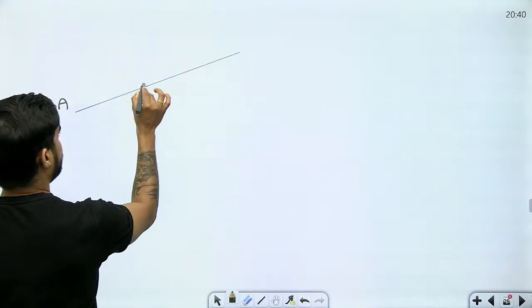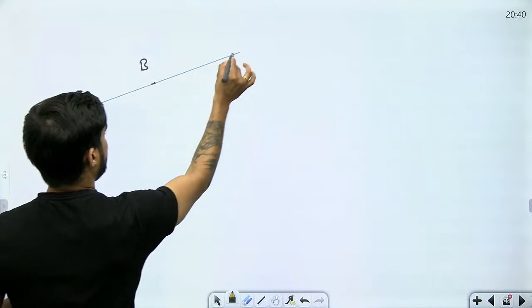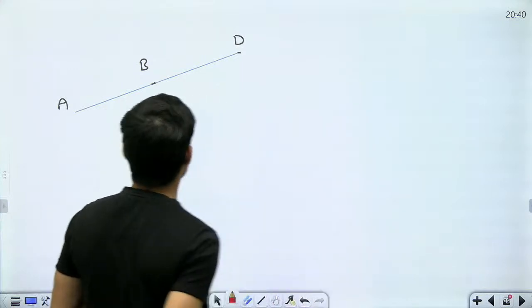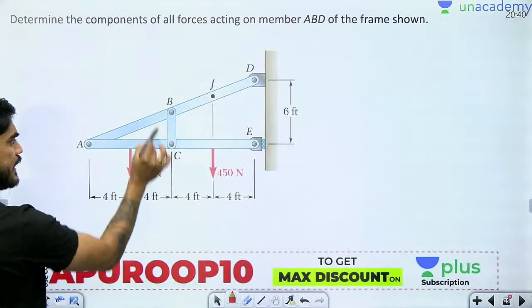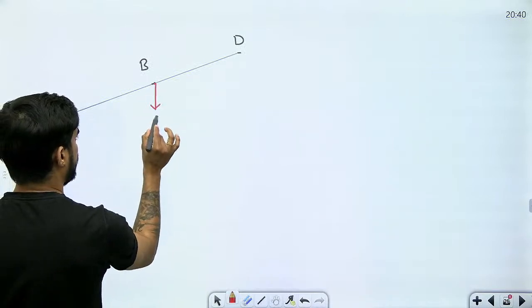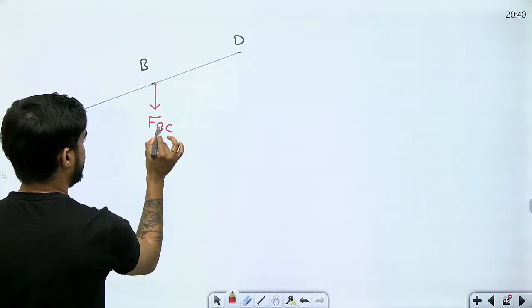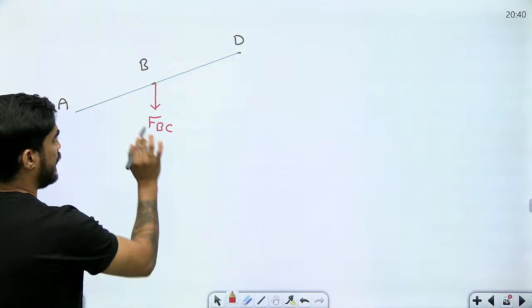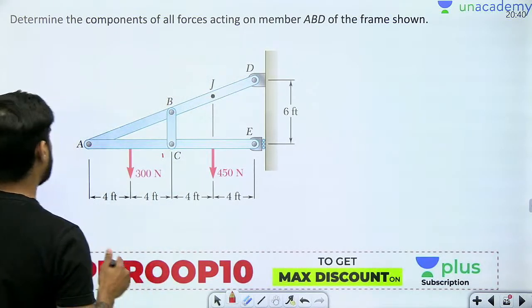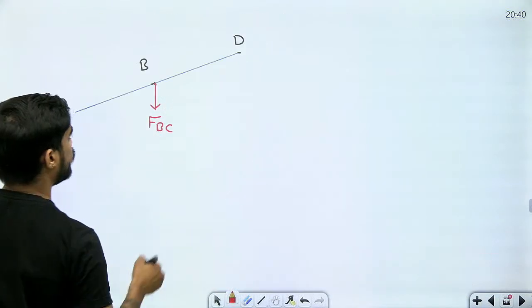So this is A, center is B, and this is D. Okay, what are the forces acting? BC is a two force member, so obviously there will be only one force at point B, FBC, along BC, right? Then there will be two forces at A and two forces at D.